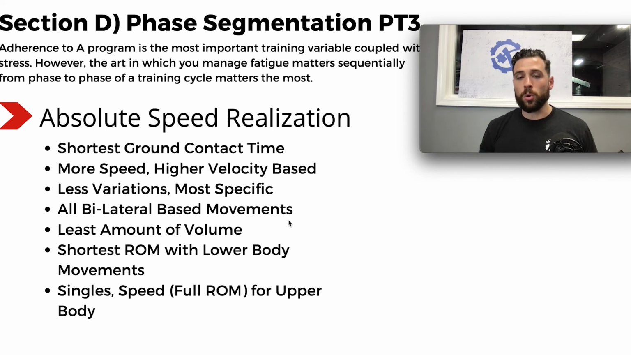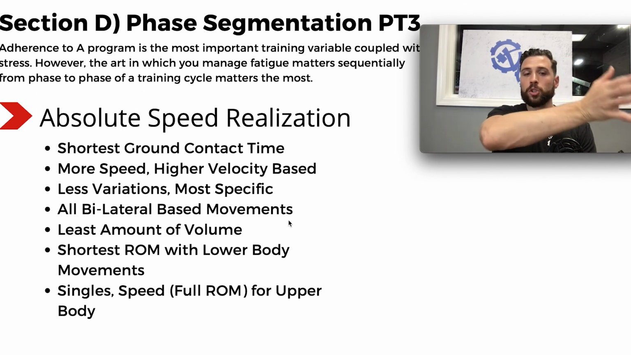Now, something to note here, and we've talked about it. This is why we perform a lot of singles in the weight room at this particular time. We perform singles for upper body for full range of motion, but for singles with lower body with our shortest range of motion. Here's why. For our upper body, we need a lot of arm drive to help counterbalance us and decrease air time as we progress through the sprint.